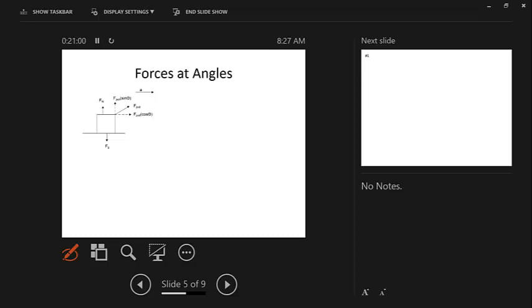Cool? All right, so if I were to do a net force equation here, in the x and in the y, what would it look like in the y?